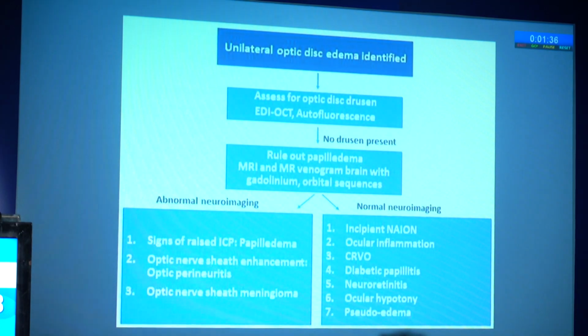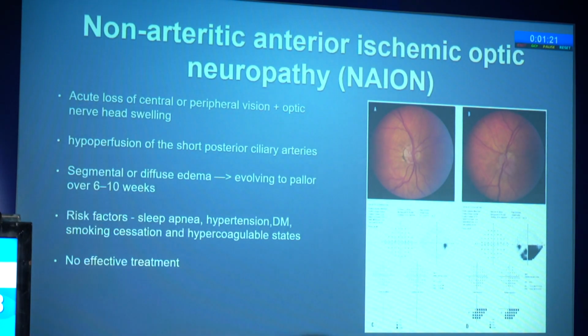And if there is abnormal neuroimaging, the underlying causes could be papilledema, optic perineuritis, or meningioma. And if it is normal, then we have the most common entities, which I'll explain further. That is NAION. These patients will have disc edema. They will have acute onset loss of vision. They would have uncontrolled hypertension, diabetes.